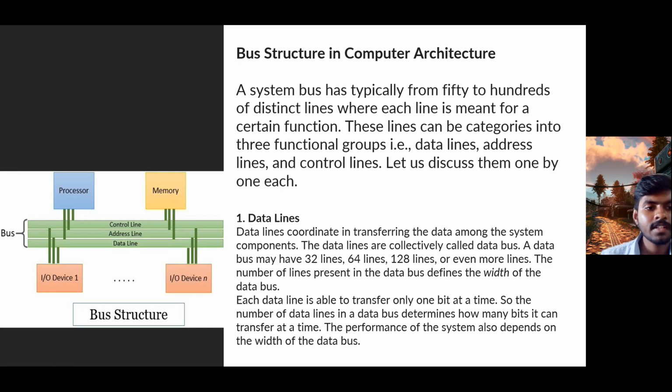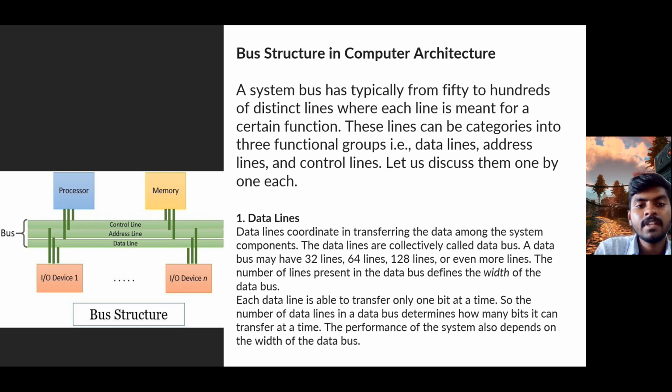As we can see in the bus structure, here we have the command line, address line, data line, and the processor, memory, and input output devices. All are connected to the bus structure. A system bus typically has from 50 to 100 distinct lines, where each line is meant for a certain function. Here we can see only three lines, but it has many lines. It depends on the architecture. It has so many lines, but we commonly represent only three lines.